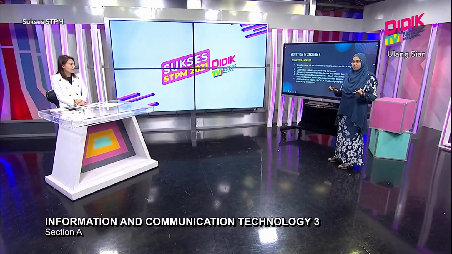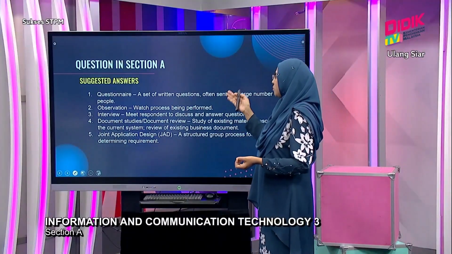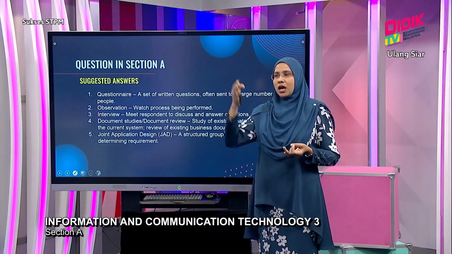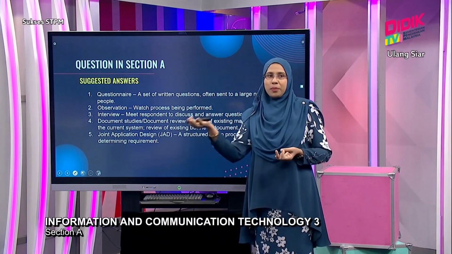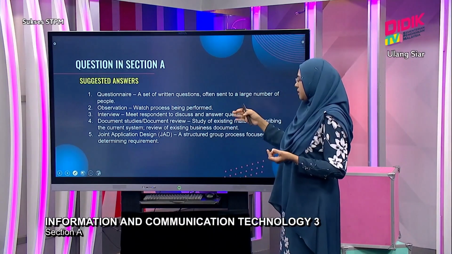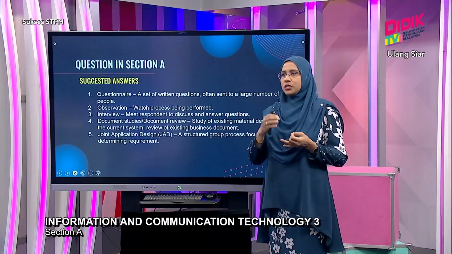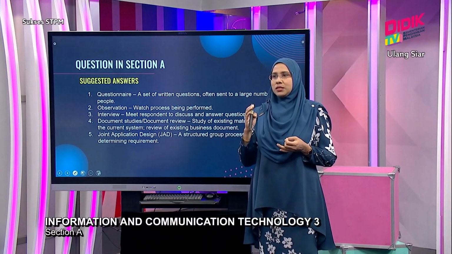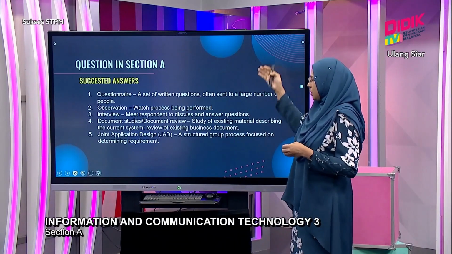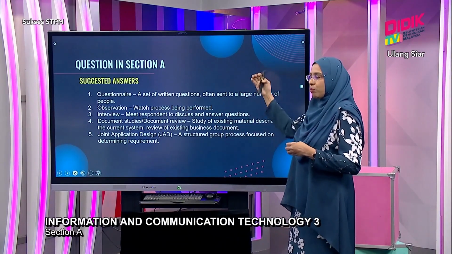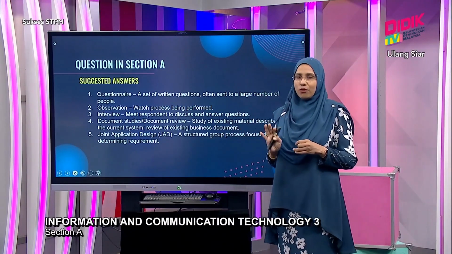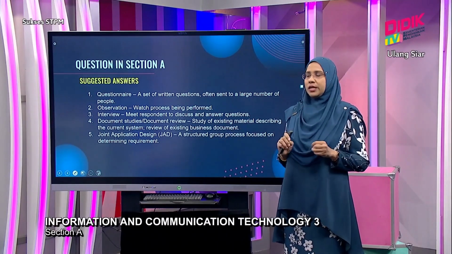Okay, next method is observation. So what is observation? Watch process being performed. So you see in the organization how the data flows from one department to another department. You observe and then you jot down. And then another answer, interview. So interview is to meet the respondent to discuss and answer questions. Okay, so this is how we write. In point form, in numbers, just 1, 2, 3. Don't write in essay form. That's what I meant. Don't write in essay form.